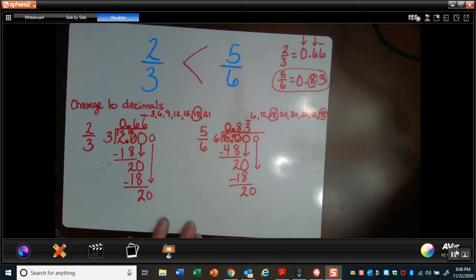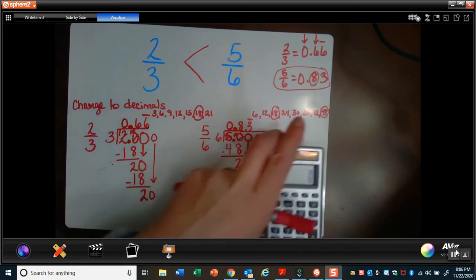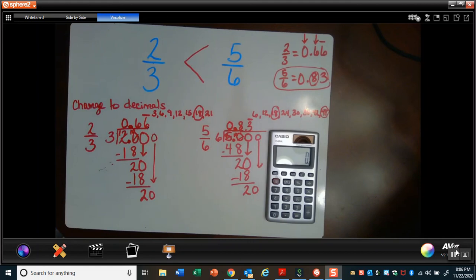Again, I don't expect mastery with this skill. You can use a calculator, you can explore, but this is not a 4th grade skill.